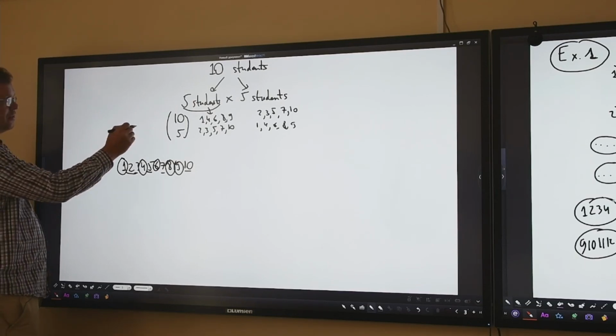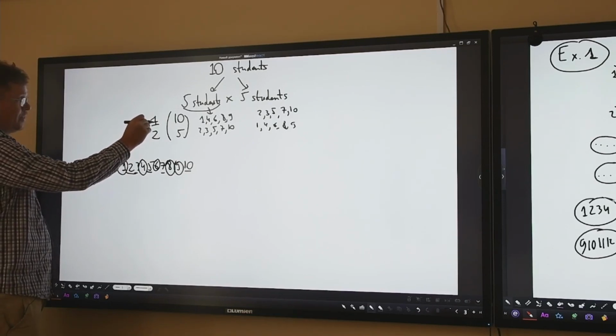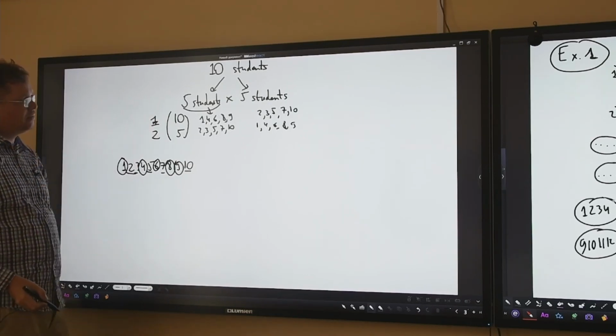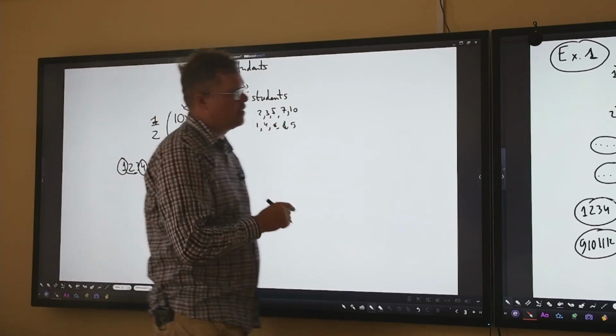So I need to just divide this by 2. And the same idea is working for this exercise.